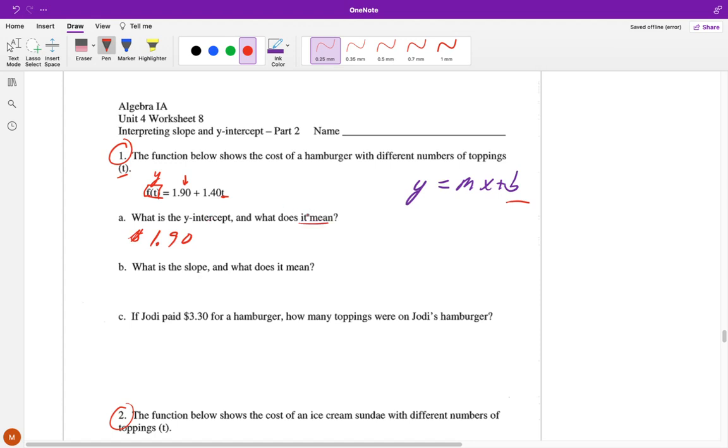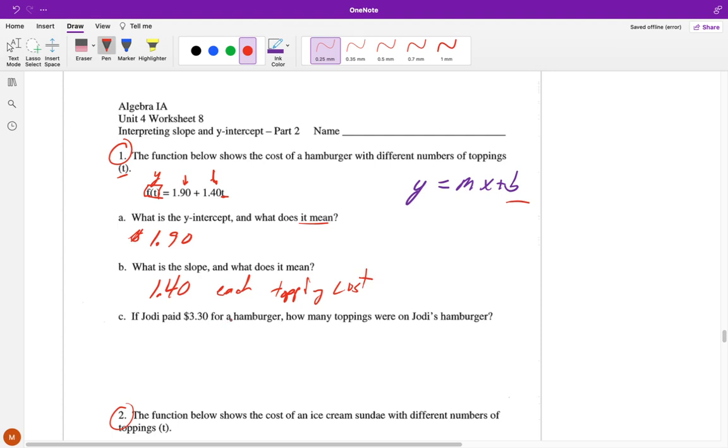When it says, what does it mean, it means in the context of the problem. The slope is the number that's being multiplied to our variable. So 1.40 is what our slope is. And it says hamburger with different number of toppings t, so this means how much each topping costs. It's just saying, can you identify what it means in the context of the problem?